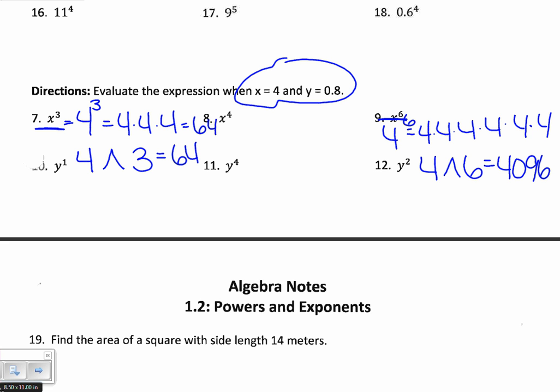I'll write it in a different color so you can see it. It says y to the first power. So in this case, y equals 0.8. So I'm going to take out my y and I'm going to put in 0.8.